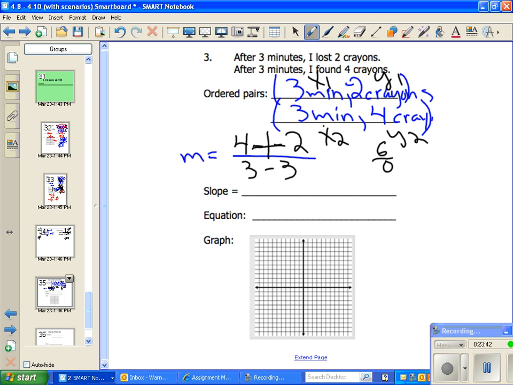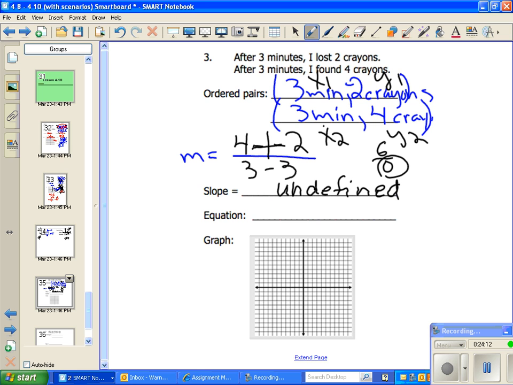Okay, so what's the slope or the rate of increase? Mackenzie? Undefined. It's impossible to, after the same 3 minutes, lose the crayons and then find the crayons. Okay, whenever you are dividing by 0, can't be done. So you would write that the slope is undefined. Okay, what's the line going to look like? Is it vertical or horizontal? Okay, vertical.